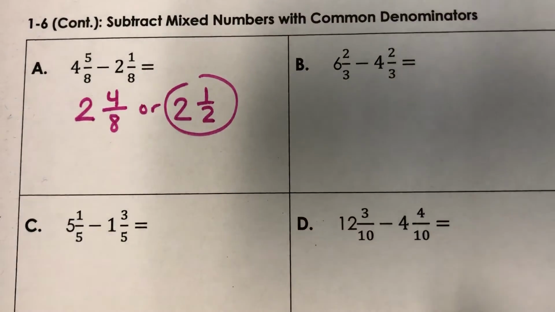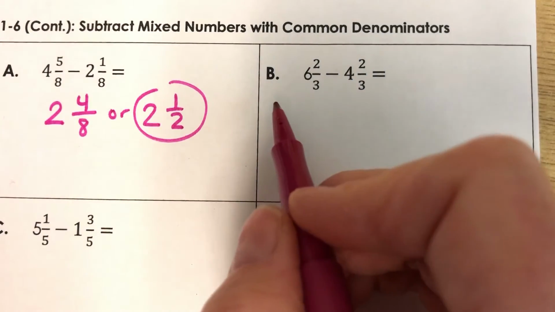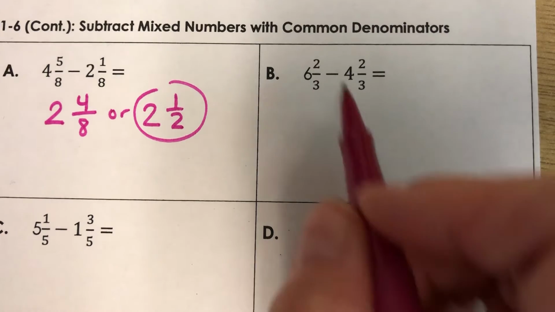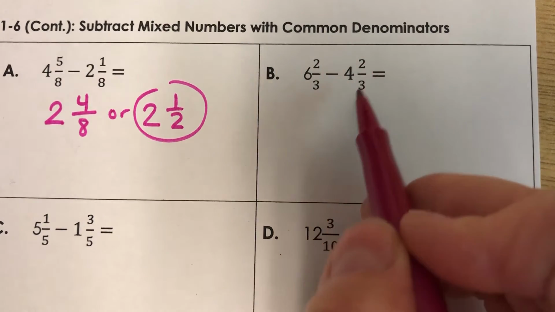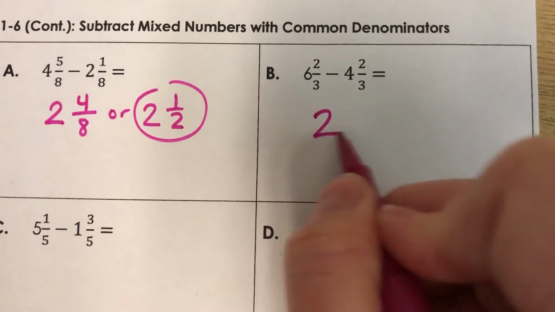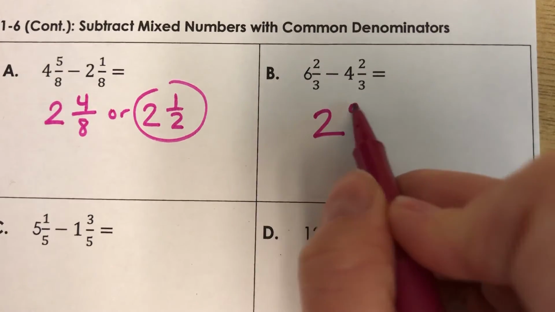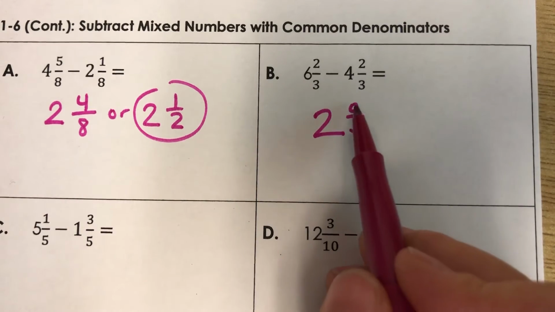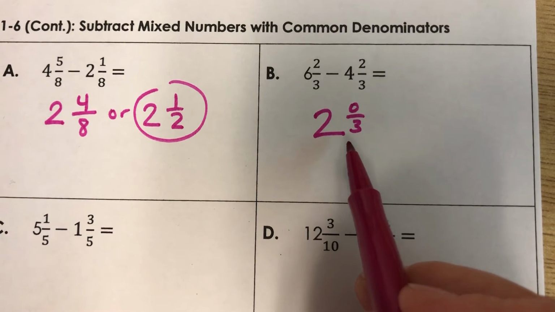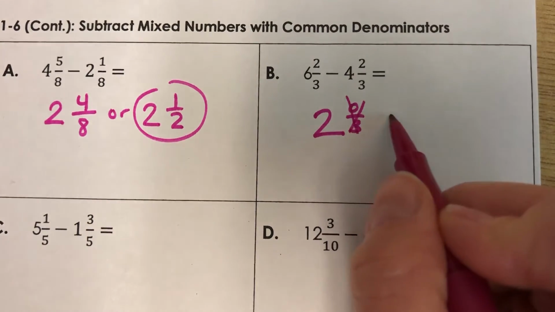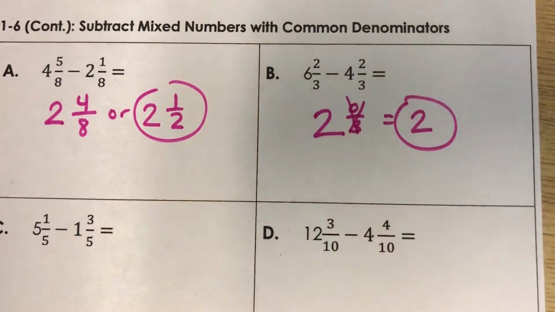That's the simplest form. Now when you look at letter B, I have 6 2/3 minus 4 2/3. Well, 2 minus 2 is 0, right? So I could say, well, 6 minus 4 is 2, and I have 2 0/3. But that would be kind of silly, because if you have 0 out of 3, don't you have 0? So I wouldn't put that out. That's not simplest form. You can just say 2.